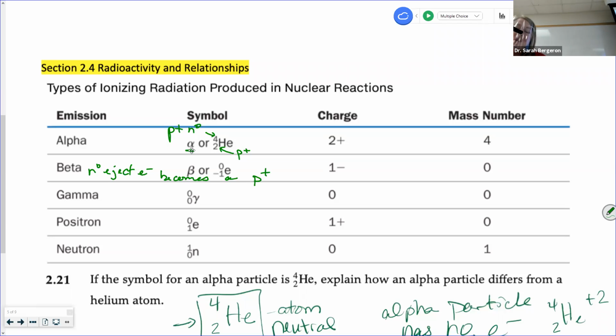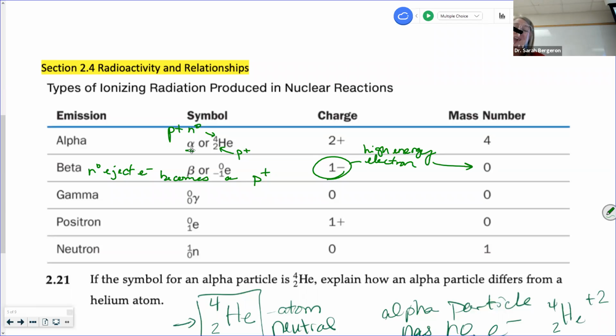And the thing that you're emitting that's a -1 charge is really a high energy electron, which means that it has a mass of 0. But because we have a neutron that's becoming a proton, the charge is going to change inside of that atom, right? And so we're going to write some equations and it's going to make sense then. So I want you to keep coming back to this table, all right?